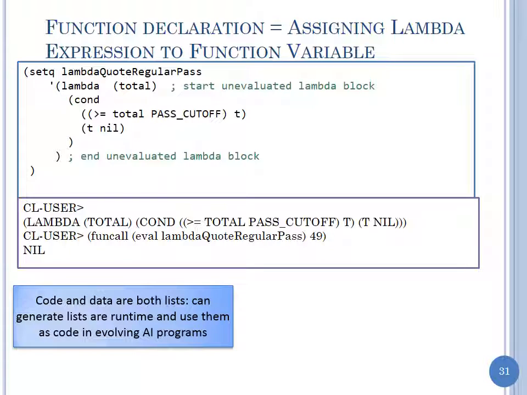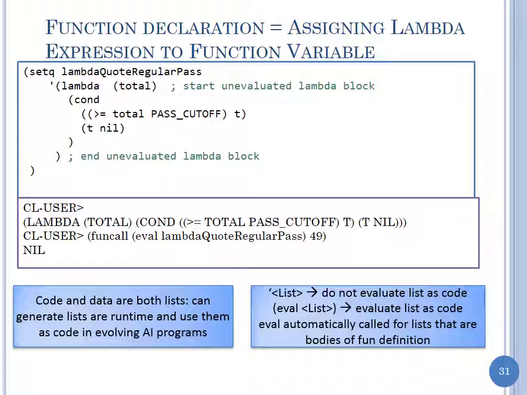And so code and data are both lists in Lisp, like I just said. For AI programs, we can just create a list in memory and use it as code. So we have to tell the interpreter whether it should evaluate this list as code or not. By default, in certain situations, it evaluates. So we put a quote saying, don't evaluate, please. And when it doesn't evaluate by default, we call the eval function, as we see here, and say, please evaluate. So quote list says, do not evaluate list as code. Eval list says, evaluate list as code.